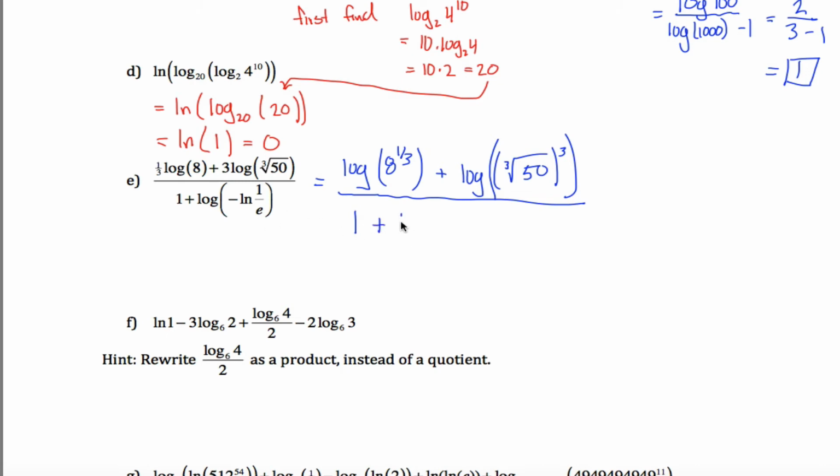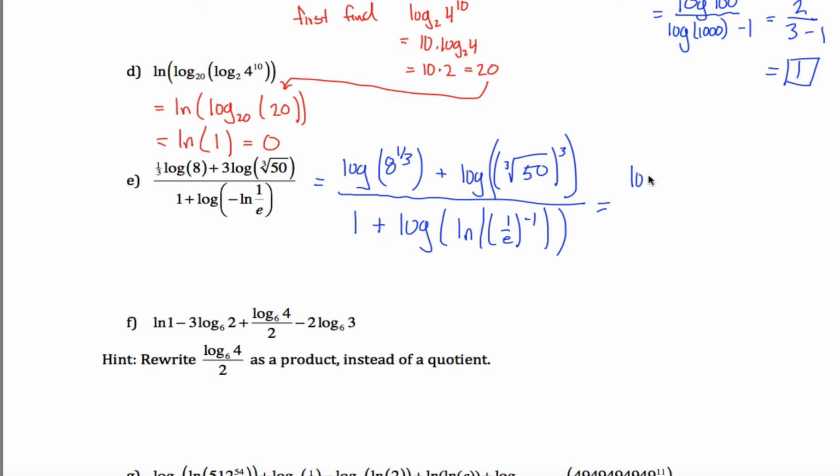Down on the bottom here, I got 1 plus the log of, I'm going to take this negative here, there's a couple ways you can do this, and think about it as a negative 1. So I'm going to think about this as though it were 1 over e to the negative 1 power. A lot of parentheses. The reason I'm going to do that will be more clear in the next step, so let me keep going.